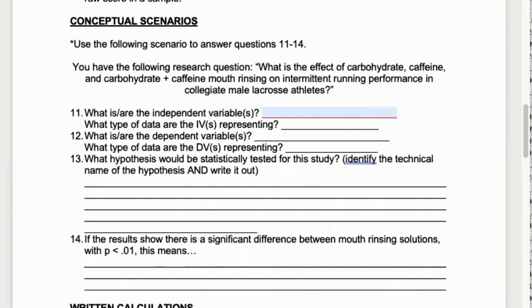Yeah, I would agree with the chat. So I'm just going to put mouth rinsing solution or type of mouth rinsing solution. If we were to break this down into levels, level 1 might be carbohydrate, level 2 might be caffeine, level 3 could be carb and caffeine. Okay, so given that information, what type of data does the mouth rinsing solution represent? We have 4 options.